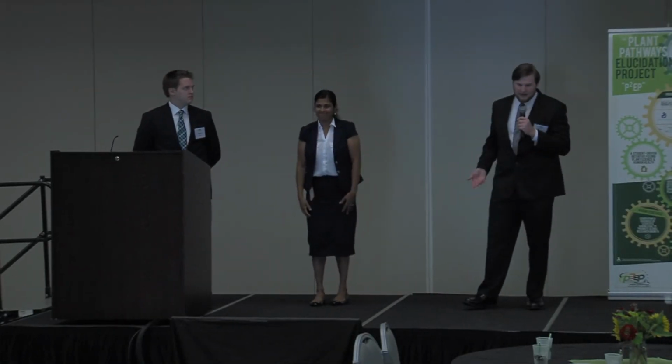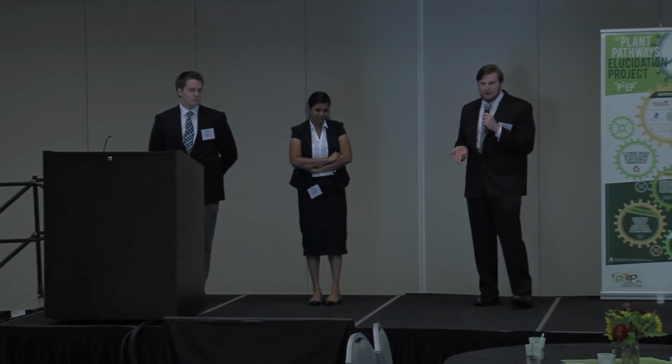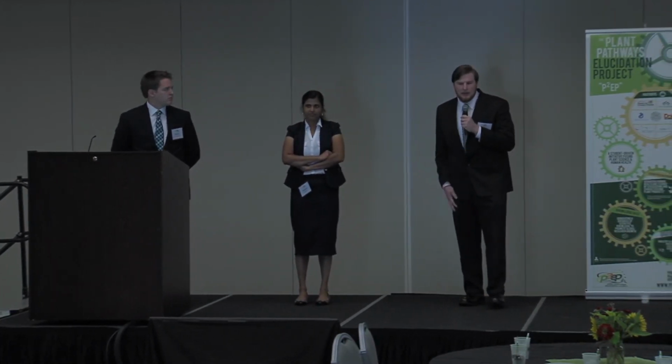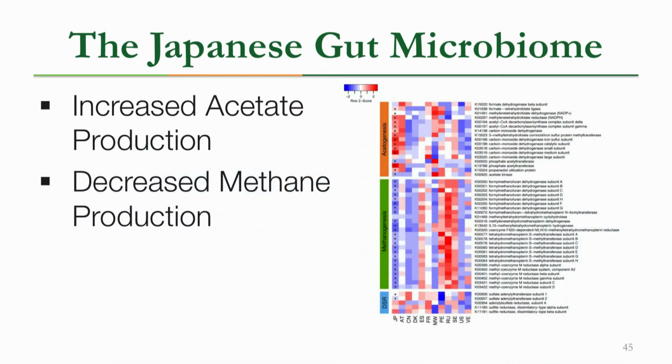Thank you. So equol production isn't the only functional difference we see in the Japanese gut. We also see increased acetate production and decreased methane production. If you look at the heat map on the right, each row is a different grouping of genes related to a different functional group on the left. For acetate production, we have 15 of these groups, and for 13 of these in the Japanese population, we see significantly increased expression. And for methane production, in 24 of these groups out of 25 total, they have significantly reduced expression.